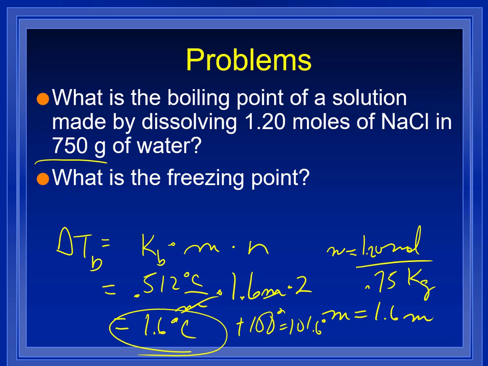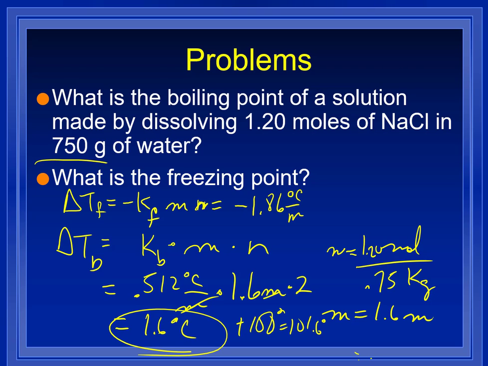Okay, so what about the freezing point? What's the freezing point going to be for this same solution? Well, delta T_F equals negative K_F times m times n. I go look up K_F on page 494. And I look it up and it says 1.86 degrees Celsius per molal.